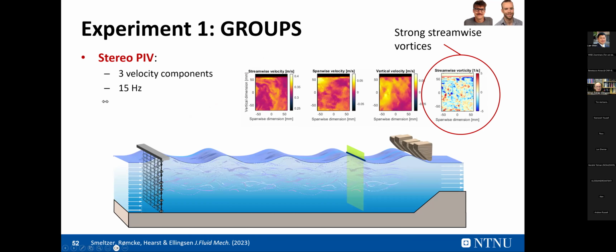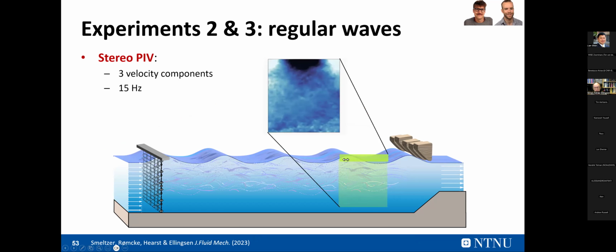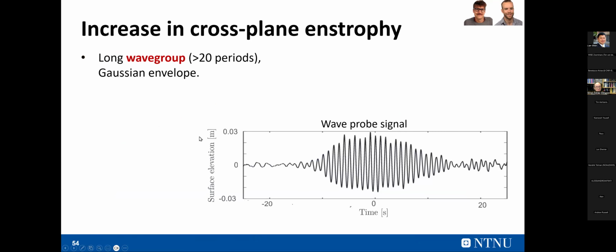Anyway, a couple of experiments. The first one considered groups of waves. We measured the velocity in the cross plane. The other one we measured in the other plane. This is what it looks like then. Turbulence coming down, waves propagating upstream. So for this first experiment, there were groups of waves.